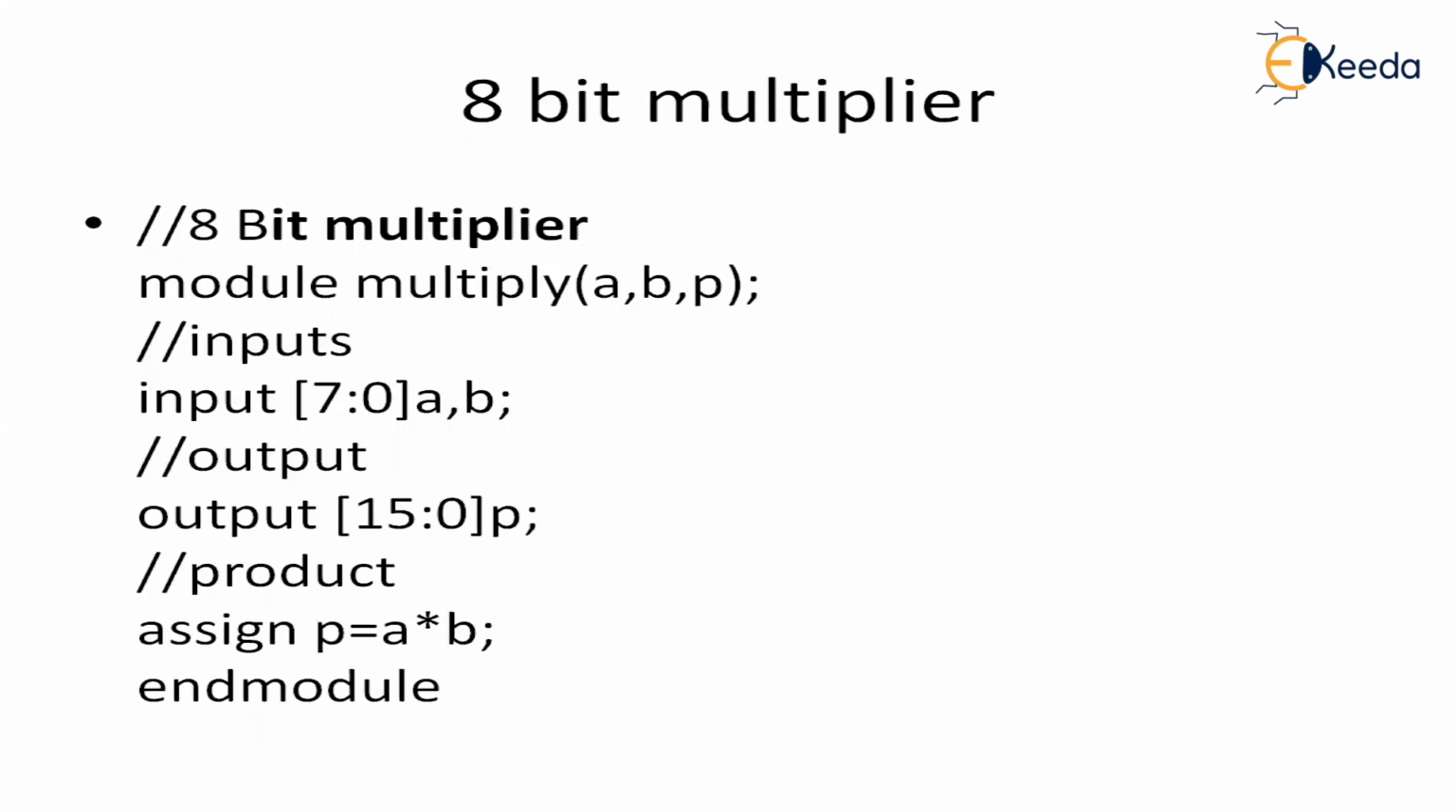So what type of modeling is this? It is data flow modeling. When I know the data flow, when I multiply A and B, I get a value that is assigned to a variable, and that variable has been declared as an output variable. So this is a simple 8-bit multiplier program.